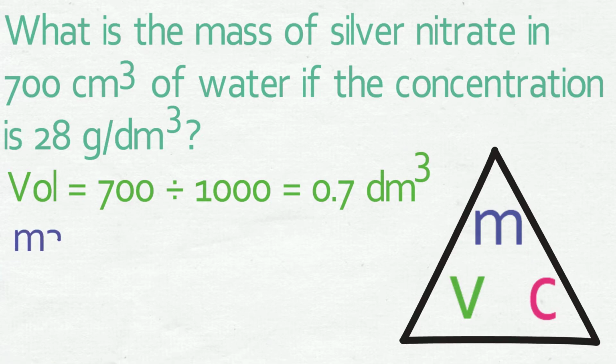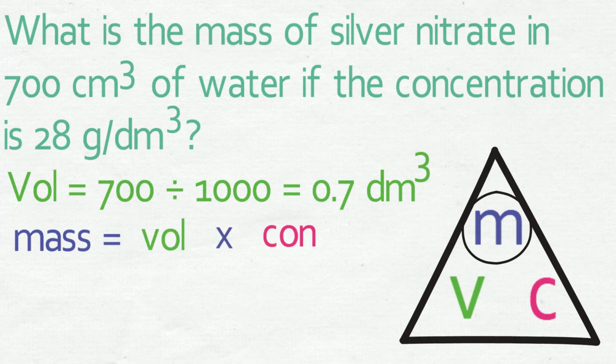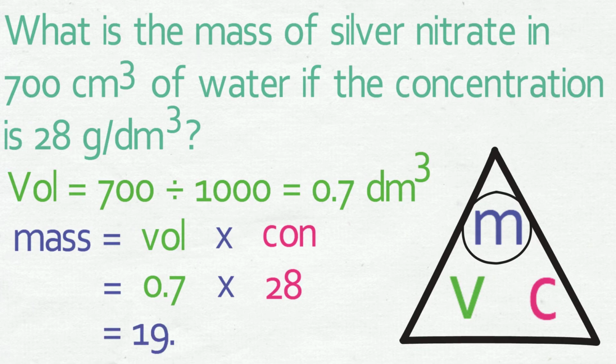In this question, we're working out the mass. So we cover up the mass in the formula triangle, and this tells us that we need to do volume times concentration. The volume is 0.7 decimeters cubed, and the concentration is 28 grams per dm cubed. So to work out the mass, we do 0.7 times 28, and this gives us a mass of 19.6 grams.